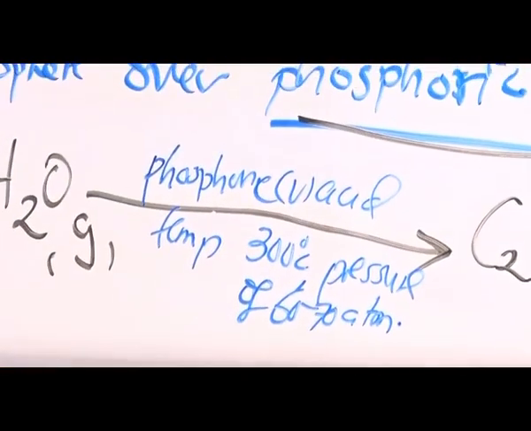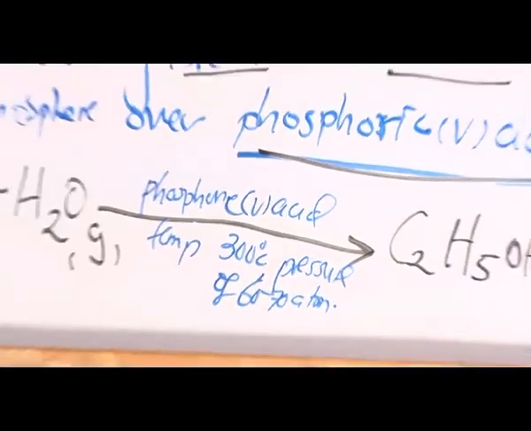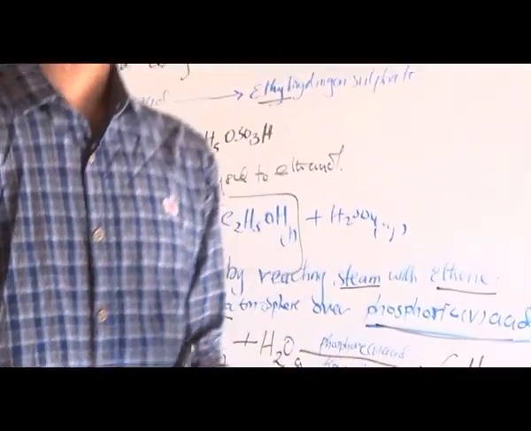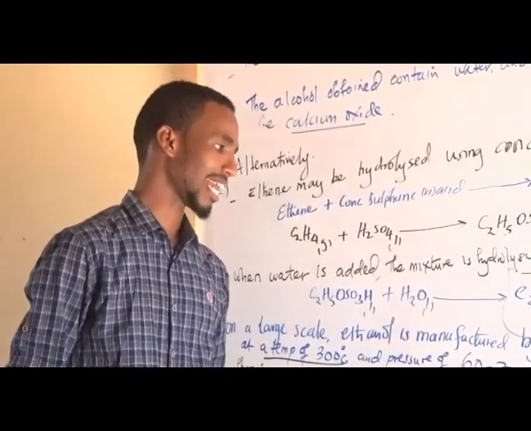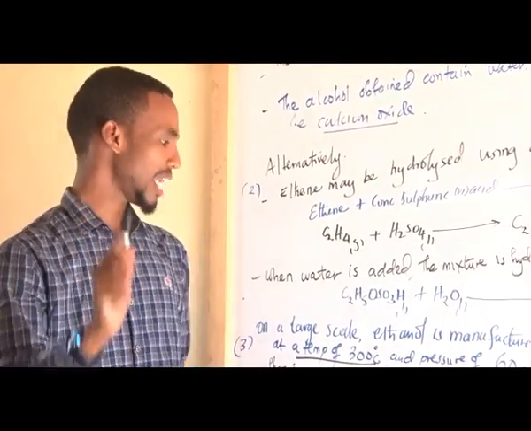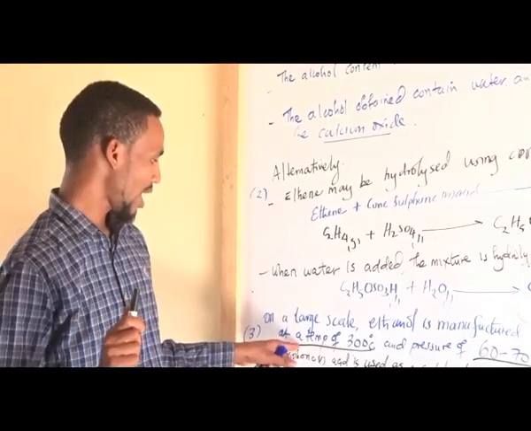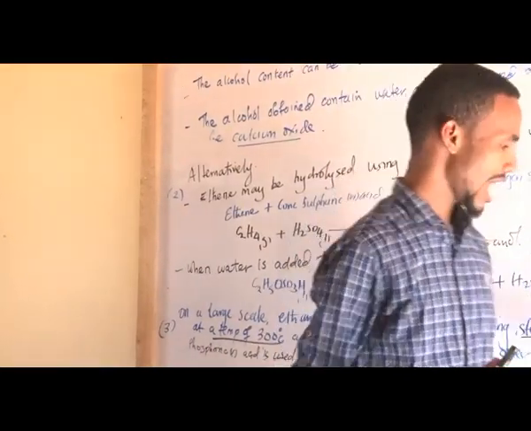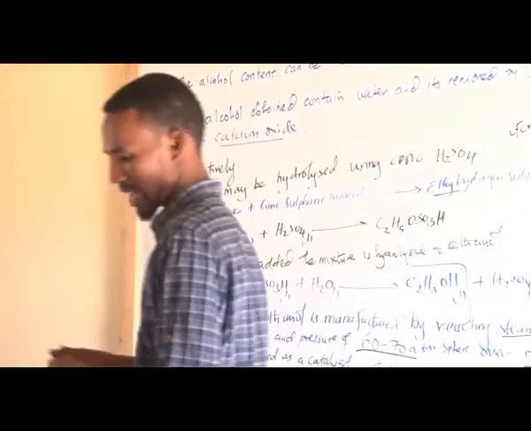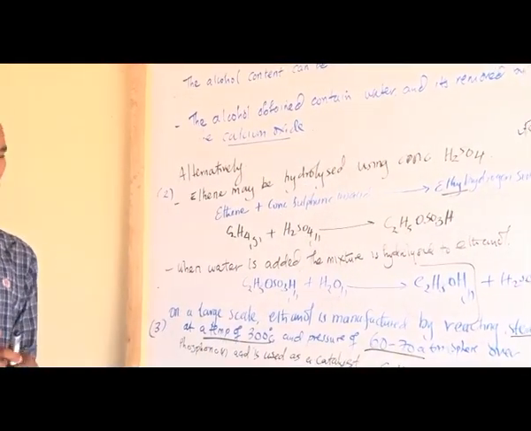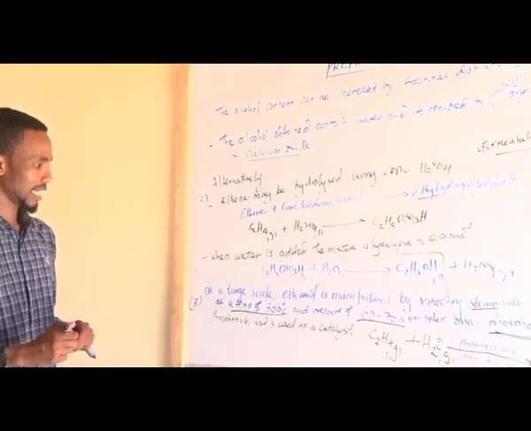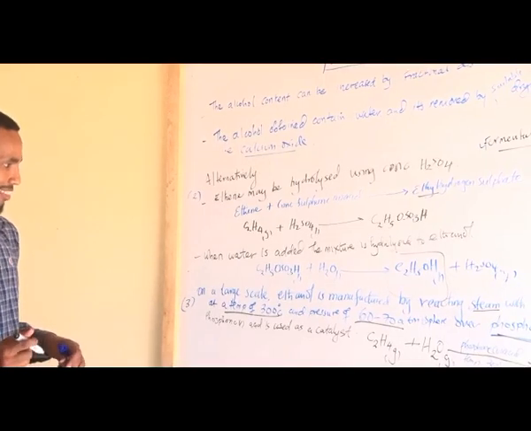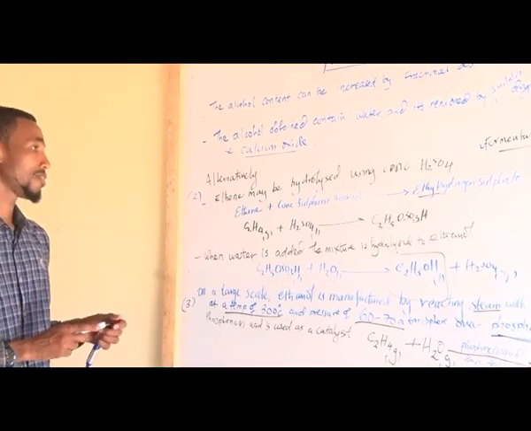So if you want to obtain ethanol in a large quantity, on a large scale, ethanol is obtained by reacting steam with ethene. And with these conditions: temperature of 300 degrees, pressure of 60 to 70 atmospheres, and phosphoric(V) acid. Now, that is alternative number three.